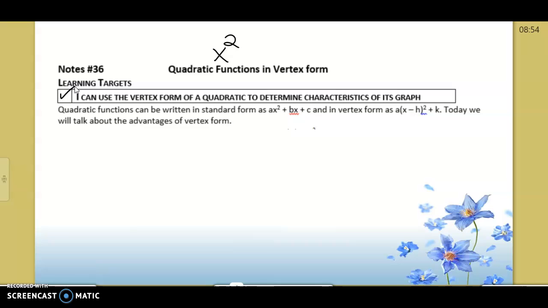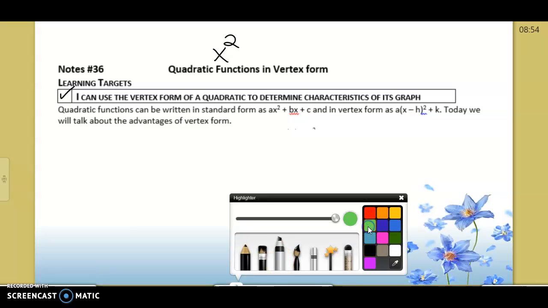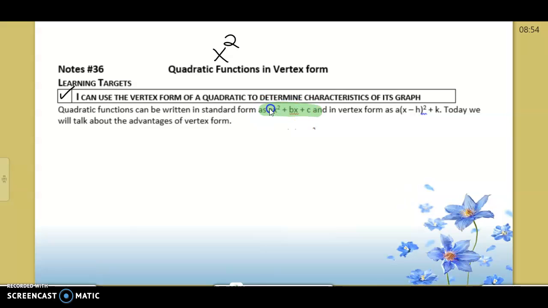So quadratic functions can be written in standard form. Let's go to my highlighter. So standard form is obviously ax squared plus bx plus c. So that's when you have it in alphabetical order, but also in order by exponent. So largest exponent first, then x, then no x at all. But we can change it to a form called vertex form, and that is what this looks like. So today we'll talk about the advantages of vertex form.